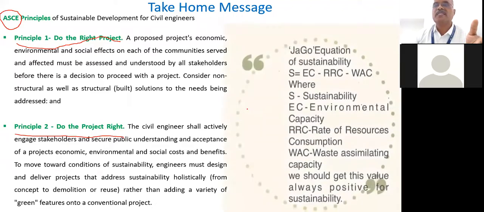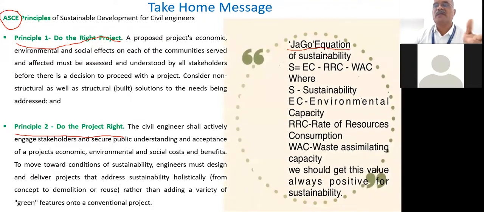And lastly, I have developed my own equation, the Jago equation of sustainability, which states that sustainability equals environmental capacity. As I mentioned, it is a finite capacity, not an infinite capacity. That means this is a fixed one. So if you want to maintain this environmental capacity intact, then ultimately the rate of resource consumption I have to reduce, the natural resources consumption I have to bring down, and also the waste assimilating capacity. That means the waste I'm discharging into the environment I have to bring down so that I can maintain the environmental capacity and the sustainability.